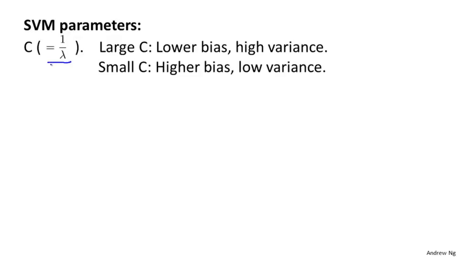So if you have a large value of C, this corresponds to what we had back in logistic regression of a small value of lambda, meaning not using much regularization. And if you do that, you tend to have a hypothesis with lower bias and higher variance. Whereas if you use a smaller value of C, then this corresponds to when we were using logistic regression with a large value of lambda, and that corresponds to a hypothesis with higher bias and lower variance. And so a hypothesis with large C has a higher variance and is more prone to overfitting, whereas a hypothesis with small C has a higher bias and is thus more prone to underfitting.